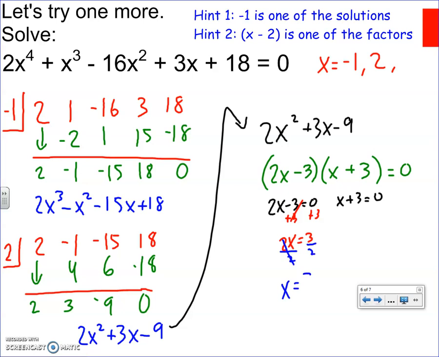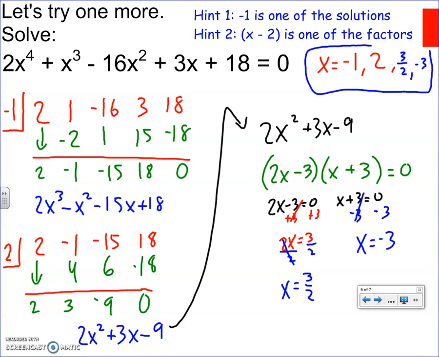X equals 3 over 2. Over here, I subtract 3. X equals -3. Alright, so we found our last two answers, 3 over 2 and negative 3. If I graph this, we'd find all four of those solutions. All four of those are x-intercepts.